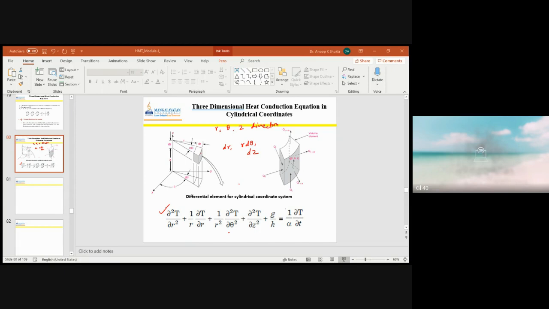Now, if the direction of heat flux at the right face is opposite, that is, from right to left, then QL can be taken as the negative direction. Just change the direction and you will get the condition for the heat flux.